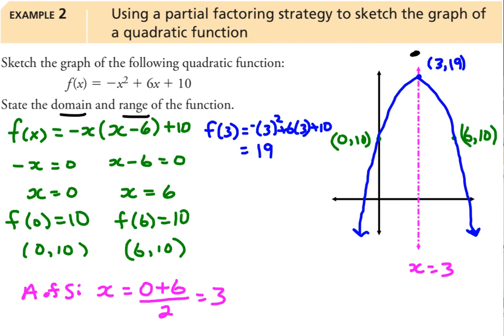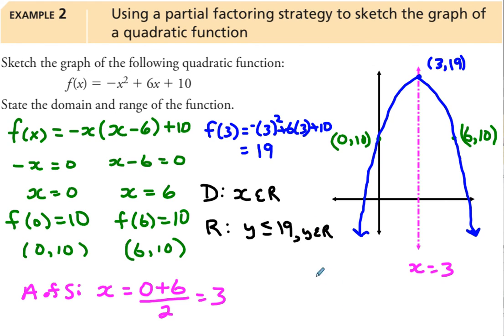So how do you write that? Well, your x is an element of the real numbers, and your y must be less than or equal to 19, and it is still an element of the real numbers. So that is how you would do the domain and range given a quadratic function.